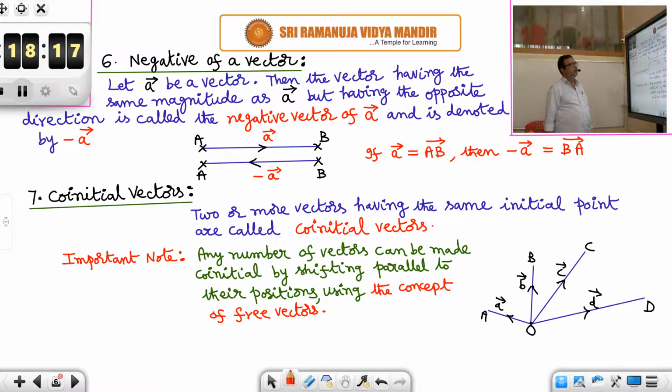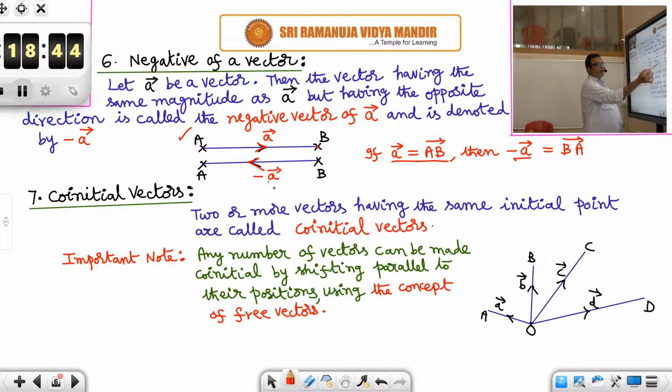Let us see the next point. Negative of a vector. This is very simple. Suppose small a bar is equal to AB bar. A is the initial point, B is the terminal point, small a bar is equal to AB bar. Now I want minus a bar. Minus a bar is nothing but just changing the arrow, that's all. Arrow left to right, is it not, for AB bar. Now change the arrow from right to left.